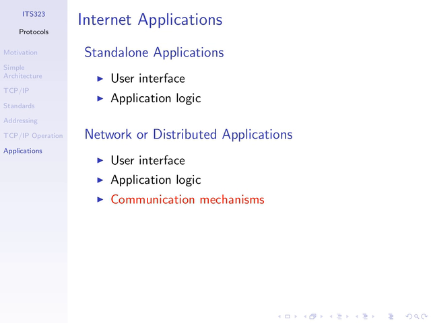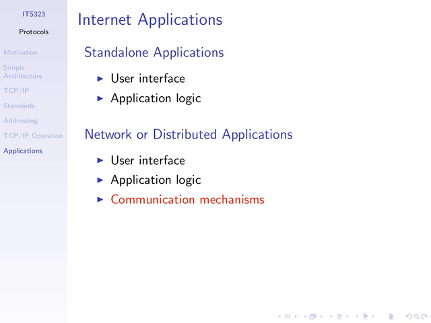What's an internet application? Well, we could say a standalone application is some piece of software that has some user interface and some code that implements the application logic. If it's your Photoshop, it just runs on your computer. It operates just on your computer. It doesn't need to communicate with other computers. It's a standalone application which has some user interface, the buttons you can click, and some code that implements all the operations that you do with Photoshop.